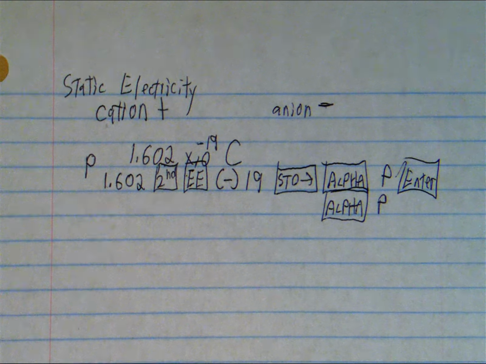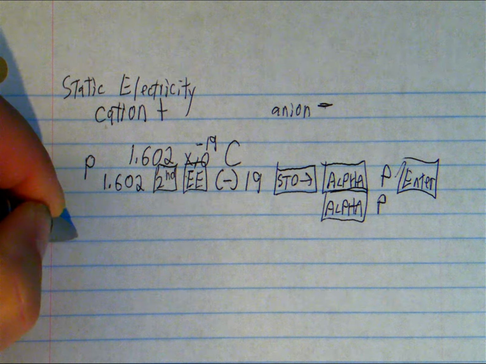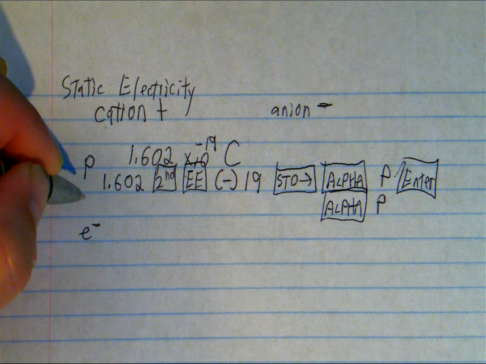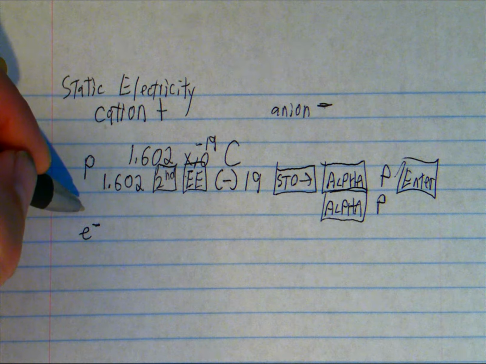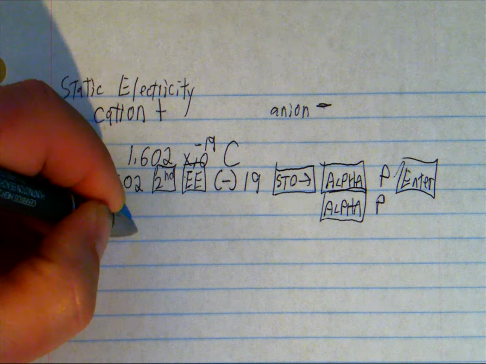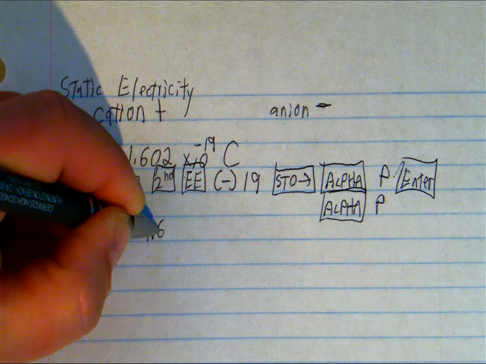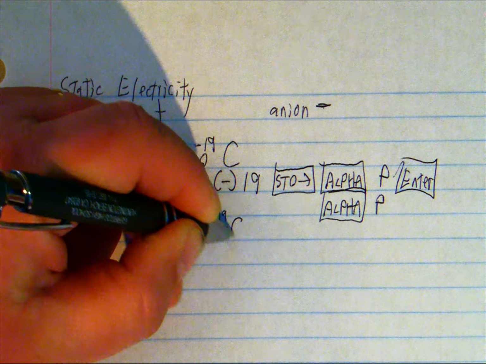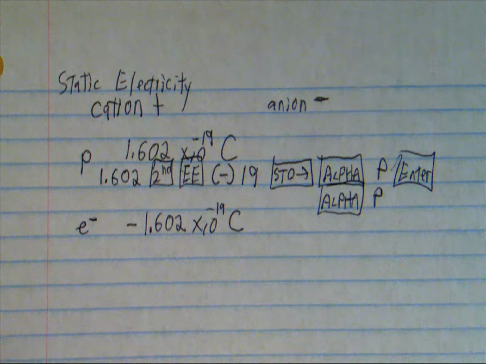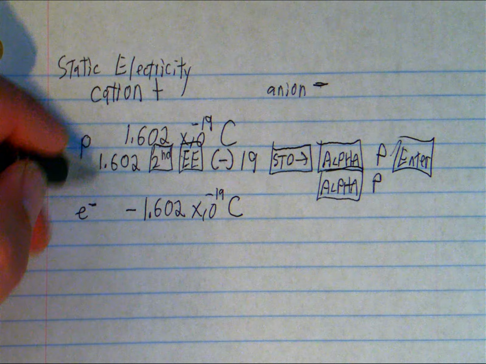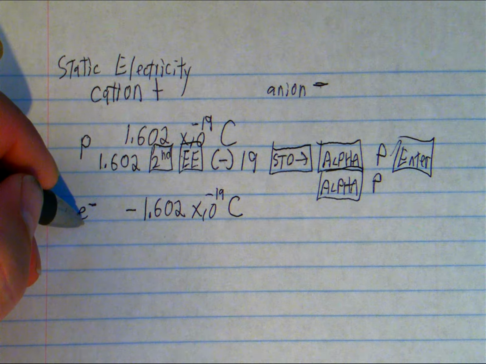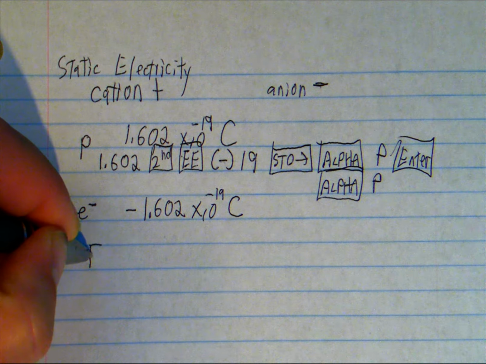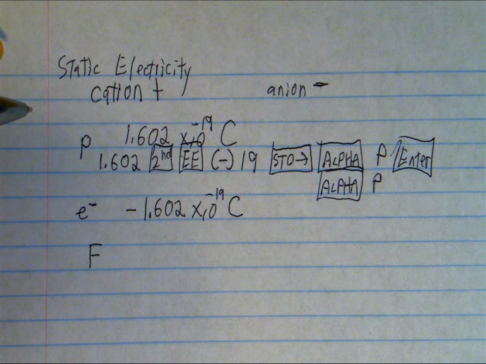Great. Now, the charge on an electron is equal in magnitude and opposite in sign to the charge on a proton. So the charge on an electron is negative 1.602 times 10 to the negative 19th power coulombs. You would be using the quantity of charge when we're calculating the forces between two electric charges.